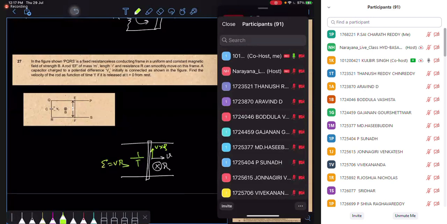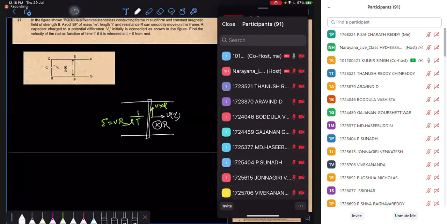If you take the cross here, V cross B and the length are in the same direction. If you open the cross, the angle is 90 degrees. So my EMF is VBL. Is that velocity constant? No, it's variable. But anyway, it just behaves as a battery.